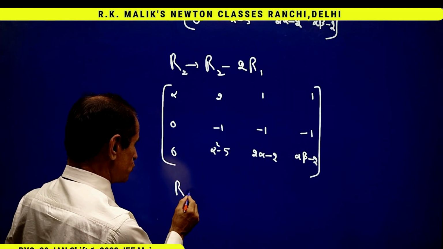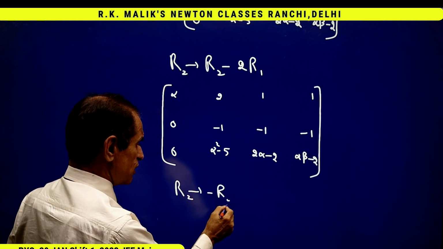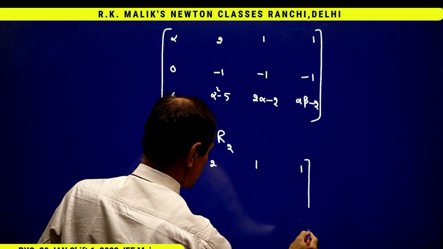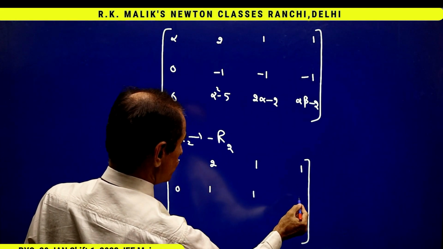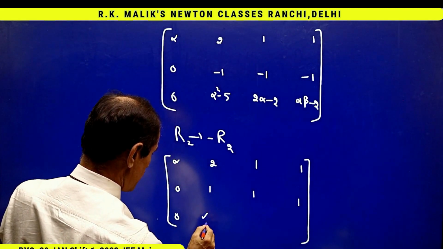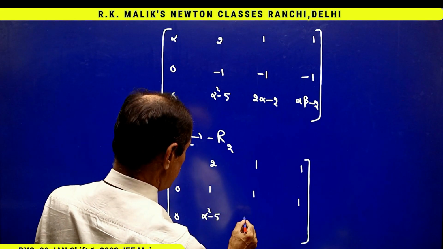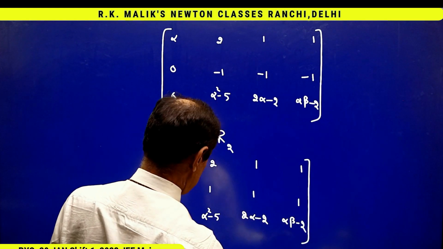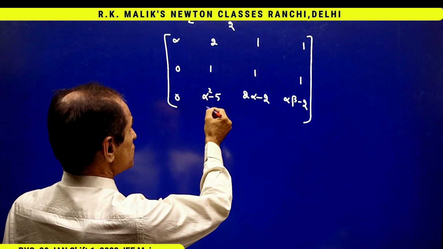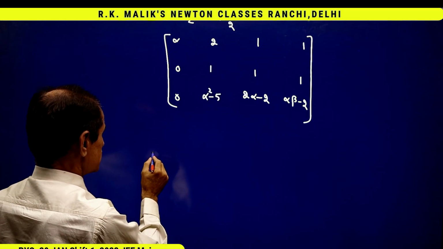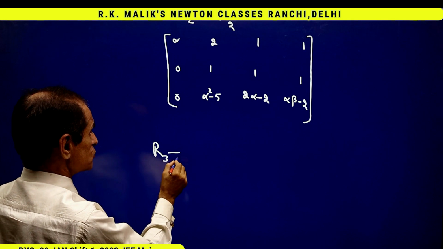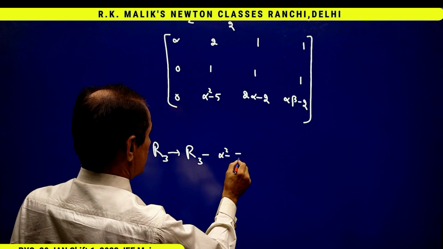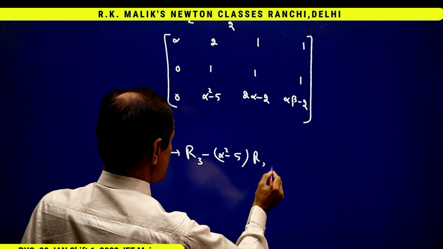I use the operation R2 changes to minus R2. Alpha 2 1 1; 0 1 1 1; 0, alpha square minus 5, 2 alpha minus 2 and alpha beta minus 2. Now I will make this element 0 with the help of this element. That is, I use the operation R3 changes to R3 minus alpha square minus 5 into R2.